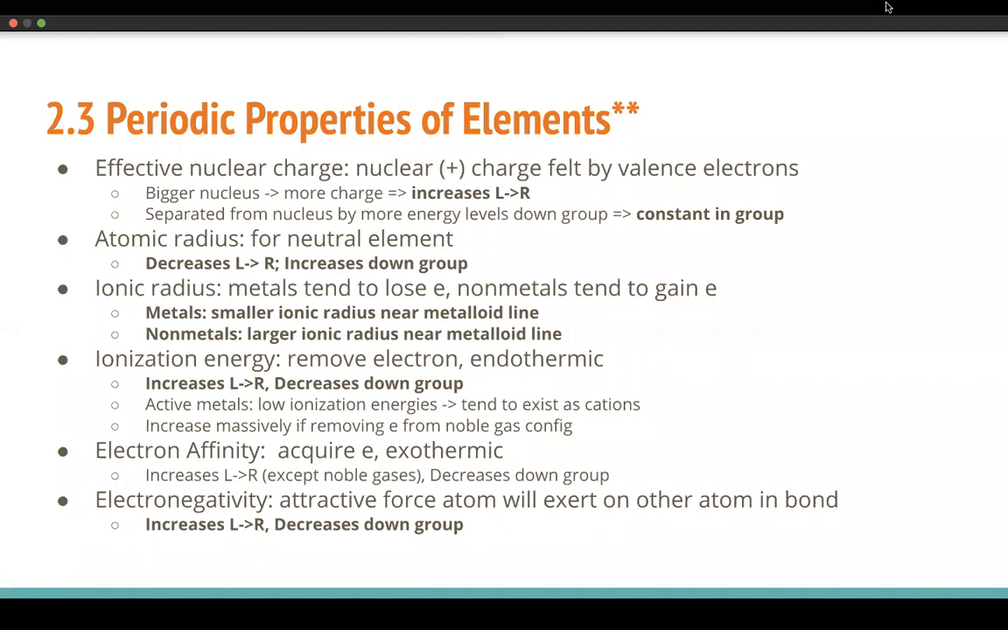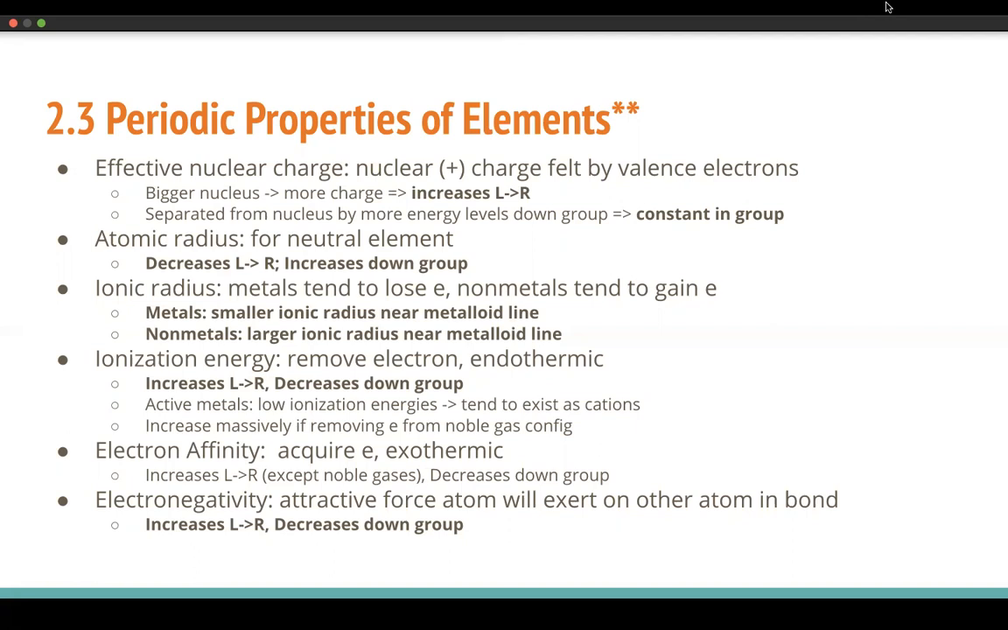However, if you go down a group, effective nuclear charge is actually constant. Even though the number of protons is increasing, the number of electrons is also increasing, and the negative charge of the electrons cancels out the positive charge of the nucleus. And so effective nuclear charge is constant in a group.